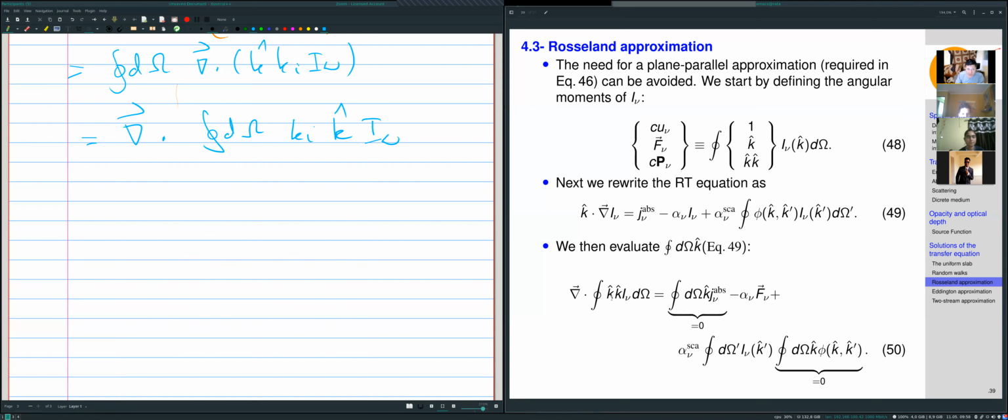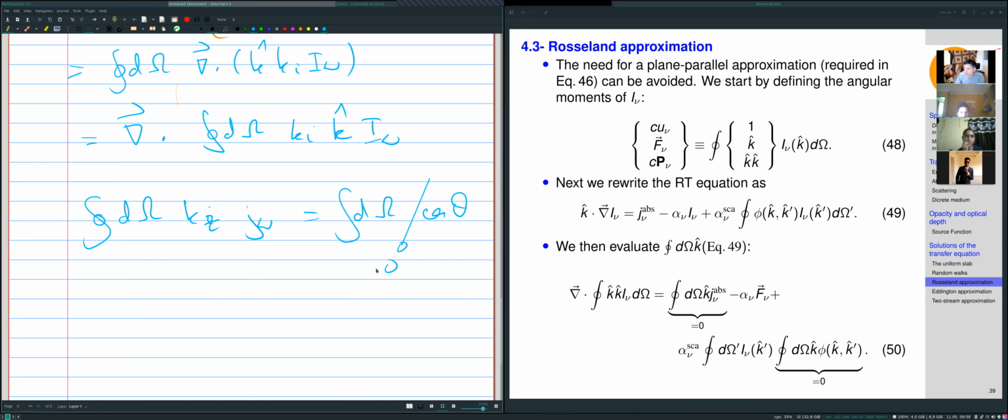Now, what's the trickiest part? The right-hand side is not so difficult. The first term, the integral over d omega times ki j nu. For instance, times kz, just to focus on some direction. That's going to be a constant. So we are evaluating the integral of d omega over cos theta, and that is 0. We have the same problem for all other coordinates x and y. So the first term here is 0.